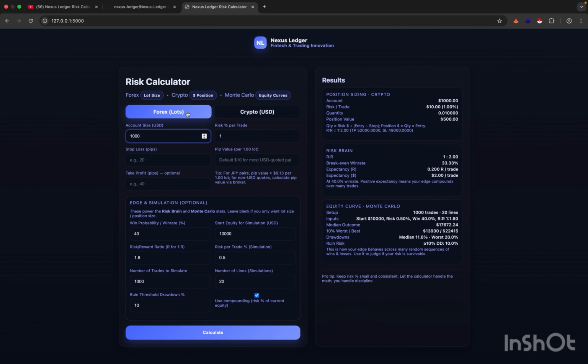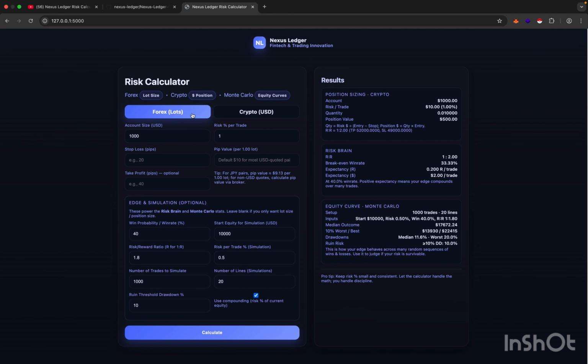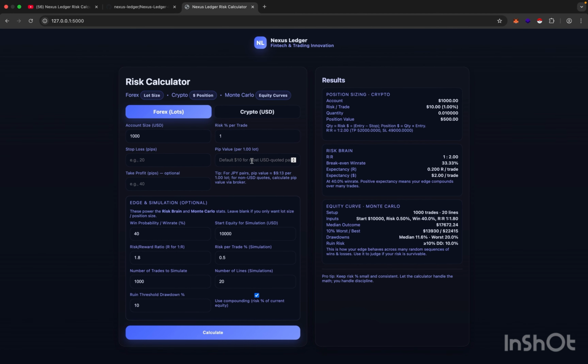Of course, you can also use the Forex side, but once you know how to use it, you can easily use the Forex one and also the crypto one. So why did we build it? We built it because that's what we do at Nexus Ledger. We make proprietary custom-built solutions for traders and fintech, and this is just one thing that we want to do for the community for free, and that's why it's open source.